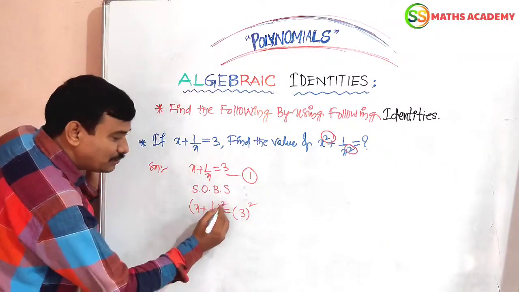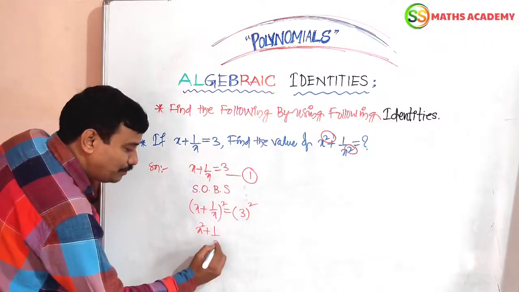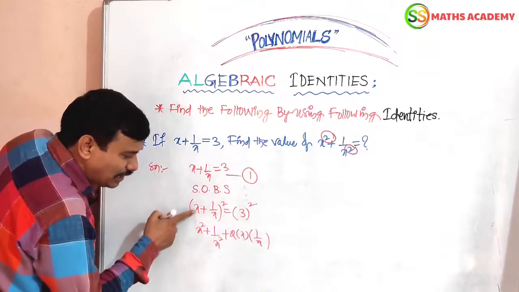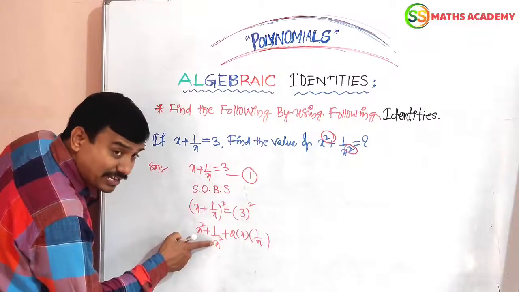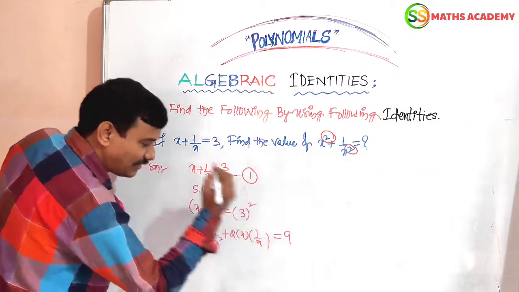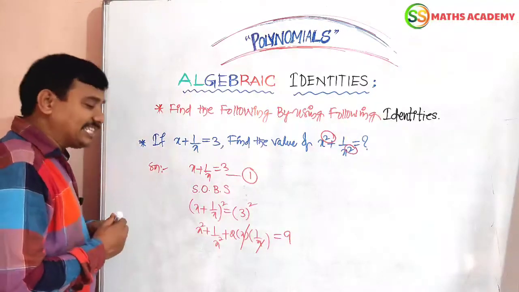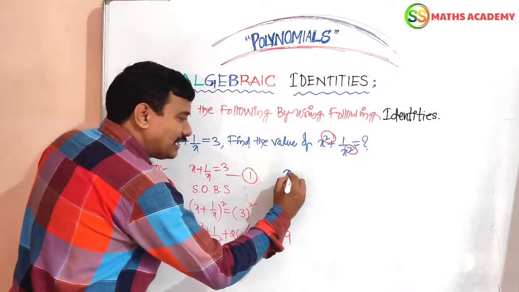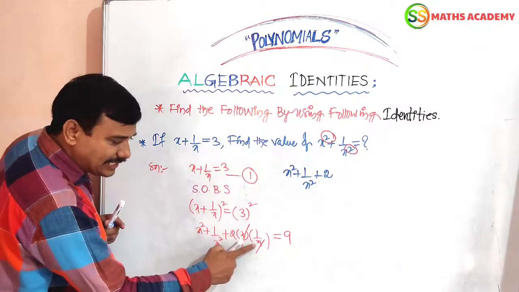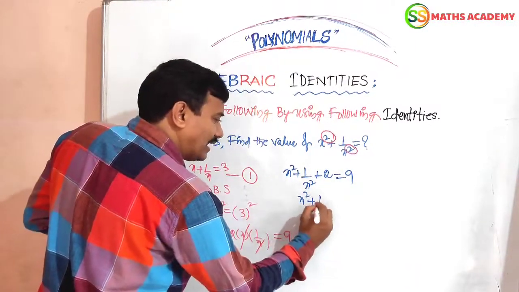Friends, (a plus b) whole square, you know very well: a square plus b square plus 2ab, where a value is x and b value is 1 by x. That equals 3 square, which is 9. Friends, x gets cancelled because it is in product mode. Now we are getting x square plus 1 by x square plus 2 only. x gets cancelled, 2 times 1 is 2, friends. That equals 9. Now simplify.